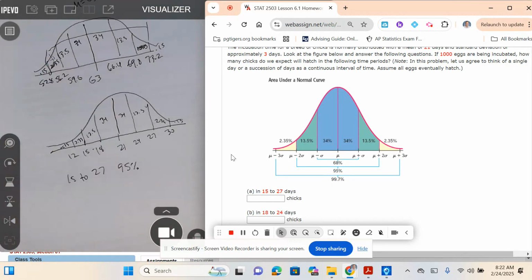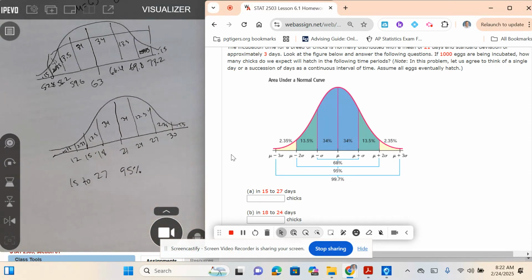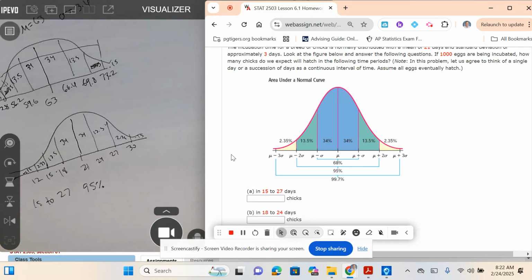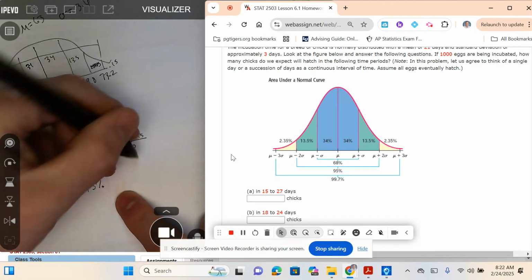Now, here's the thing though. That is not my answer because they're wanting to know how many chicks. So what I know is that 95% of them are going to be between these two values, but I've got to find the exact number of chicks. How do I find the exact number that's going to hatch in that time period? What do I need to do? You'll know what I need to do.